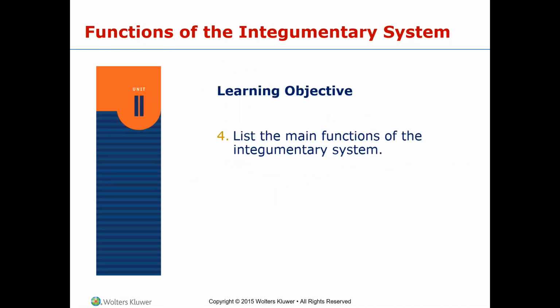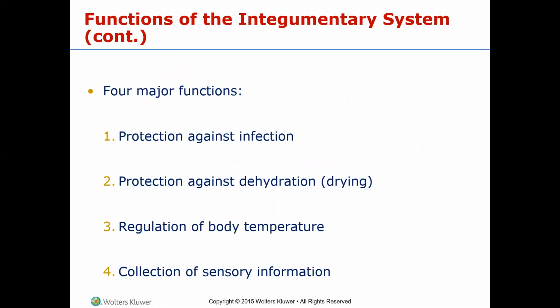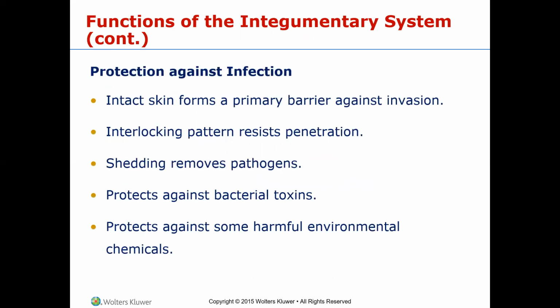So now if we look at some of the functions of the integumentary system, it's to protect us against any kind of foreign material like bacteria. It aids against drying out and dehydration. It regulates the body temperature, as I mentioned earlier, and it picks up some sensory information.